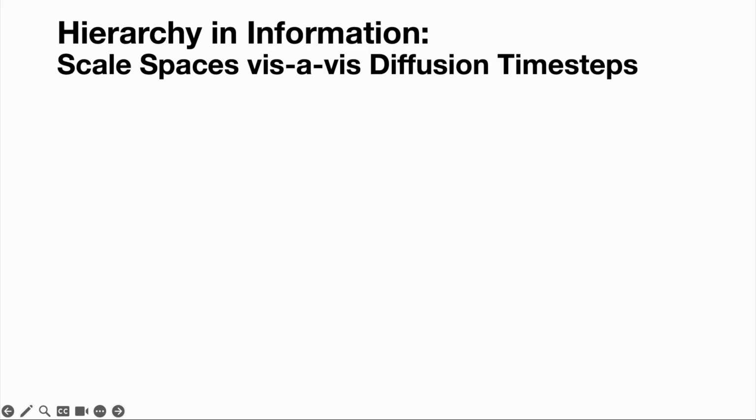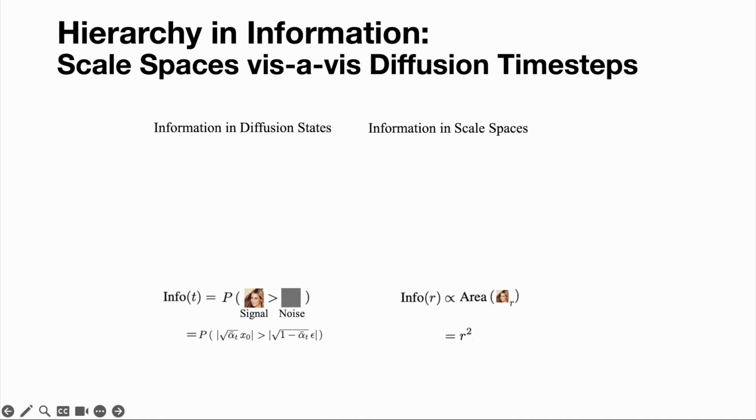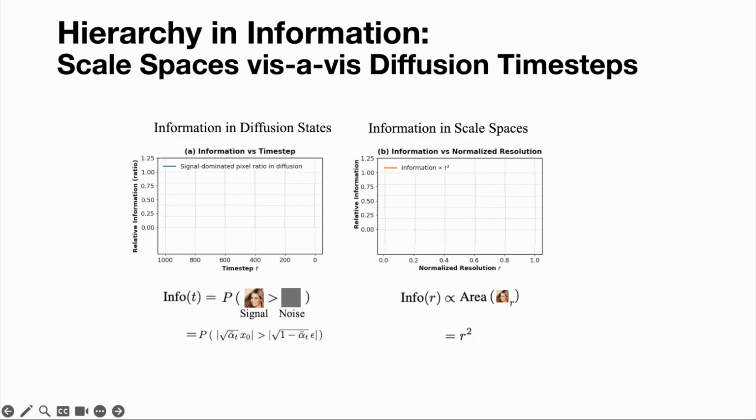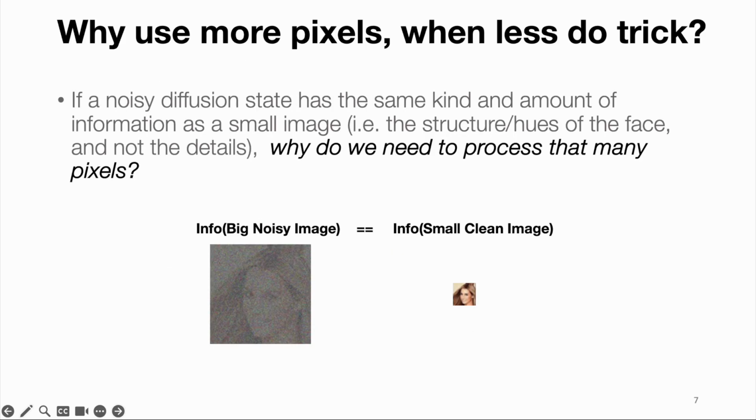First, we try to quantify the amount of information in scale spaces versus diffusion. Information in diffusion can be quantified using the probability of the signal dominating the noise, while the information in scale spaces, that is Gaussian image pyramids, can be calculated using the normalized area of the image. Based on this, we observe that the trend in the information is surprisingly similar between scale spaces and diffusion.